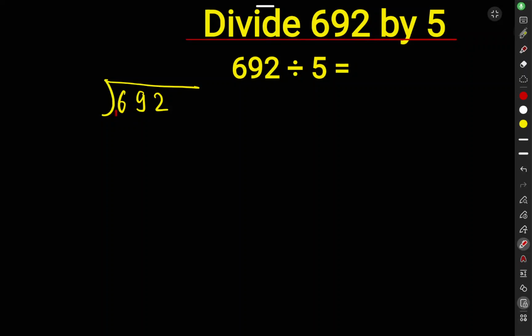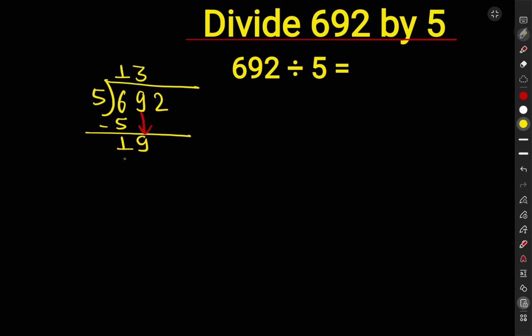We divide 692 by 5 in a long division method. 5 times 1 is 5. On subtracting, we get 1. So now we put down this 9 and it is 19.